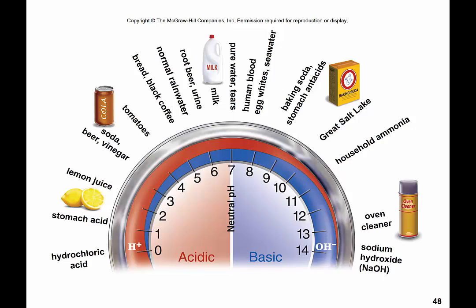This table from your book gives some examples of pH values in different common substances. So hydrochloric acid, as we just saw in our example, an example of a very strong acid, and sodium hydroxide being an example of a very strong base. So we can see how it varies in between here.